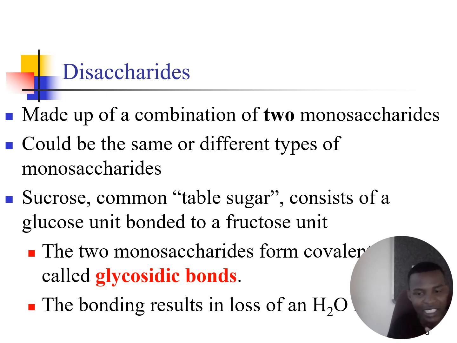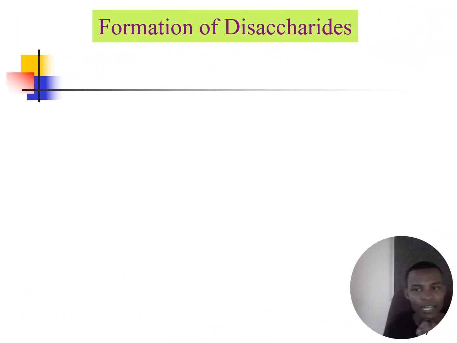What type of reaction is this? You use your chemistry knowledge and answer it. You say, okay, water has been released. It means it is a condensation reaction. Condensation reaction. So, formation of a disaccharide. How is a disaccharide formed?